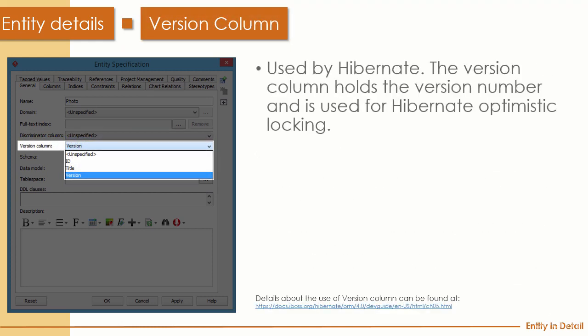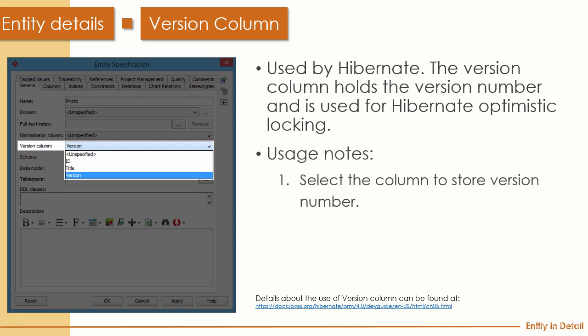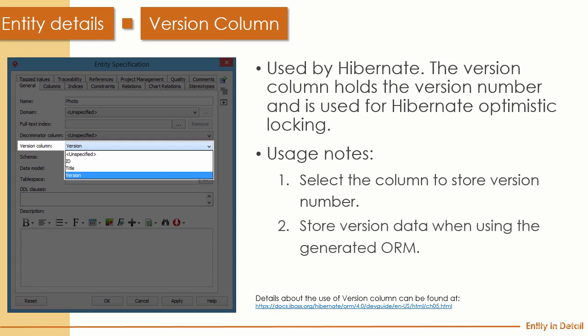Version column. The version column is also used exclusively for Hibernate. It is used to hold the version number. It is a number value for Hibernate to do the locking. If you load it up in different threads and you write it, it is used for locking to avoid overwriting each other. And the usage is simple. You just select the column to store the version number, and then store the version data when generating the ORM. And again, Hibernate will help you to do this.